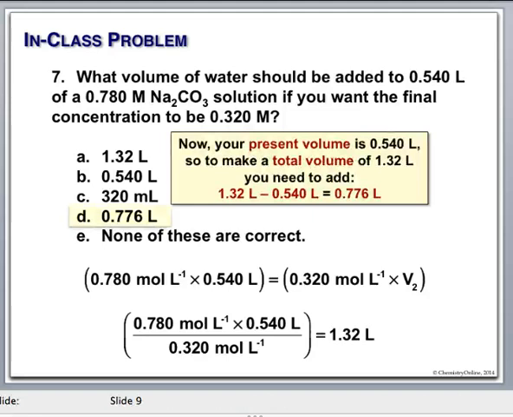As I was grading this, if somebody had even done 1.32, I would have been pleased. Okay? Again, the trick here is, and it was a little bit of a trick question, I apologize, but this is your final volume, B2. You're starting here, you have to go up to here, so you add this much water.